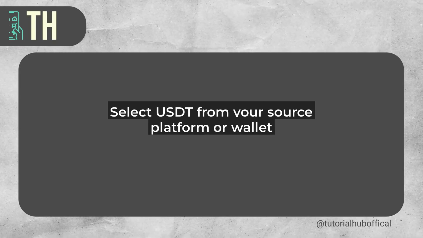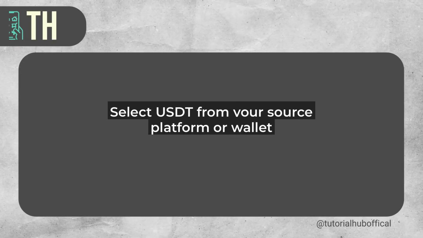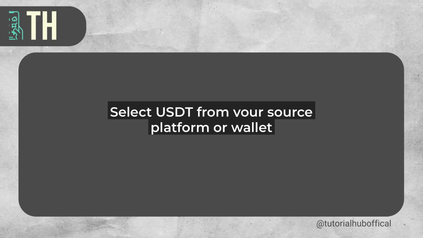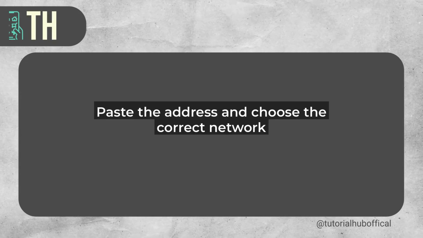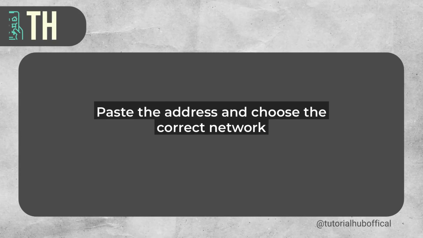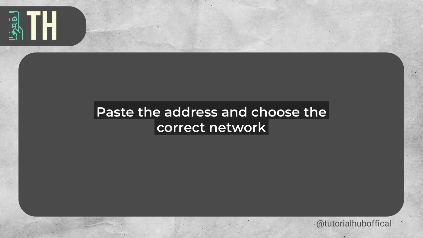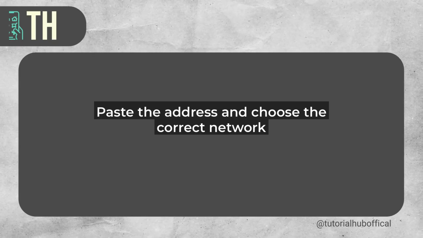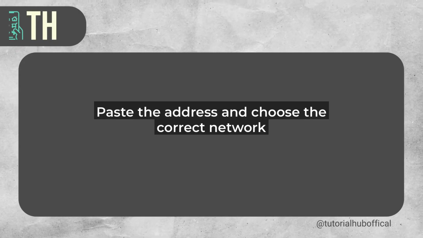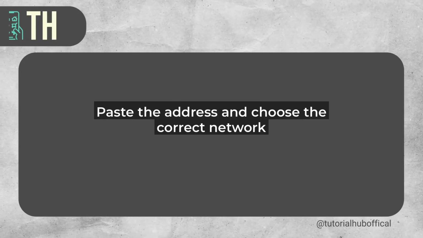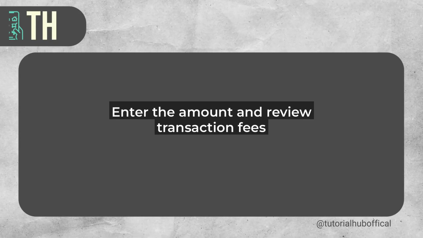Next, go to the platform where your USDT is currently held, whether that's another exchange like Binance or a personal wallet like MetaMask. Select USDT from your assets, choose the withdrawal or transfer option, and paste the Delta Exchange address you copied earlier. Don't forget to specify the network, Tron, Ethereum, or whatever matches your USDT. Mismatches can cause delays or failures.